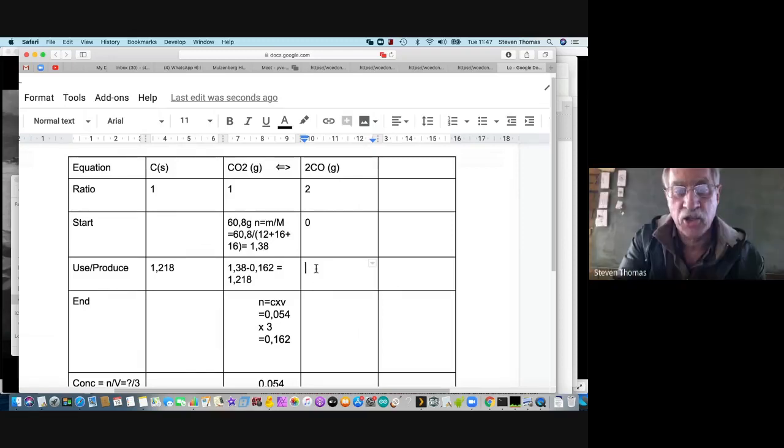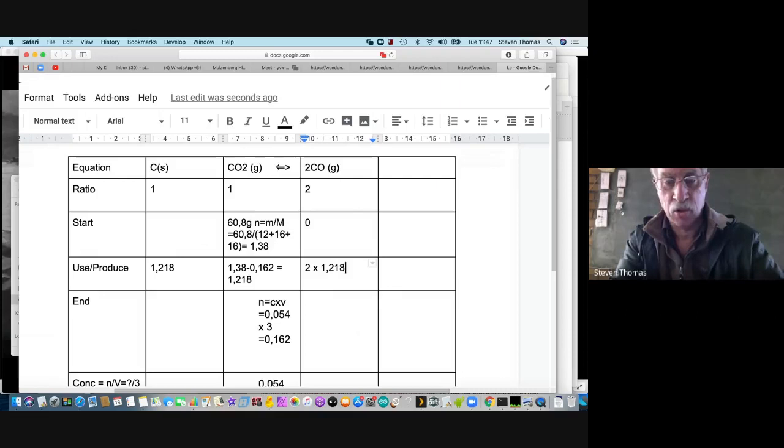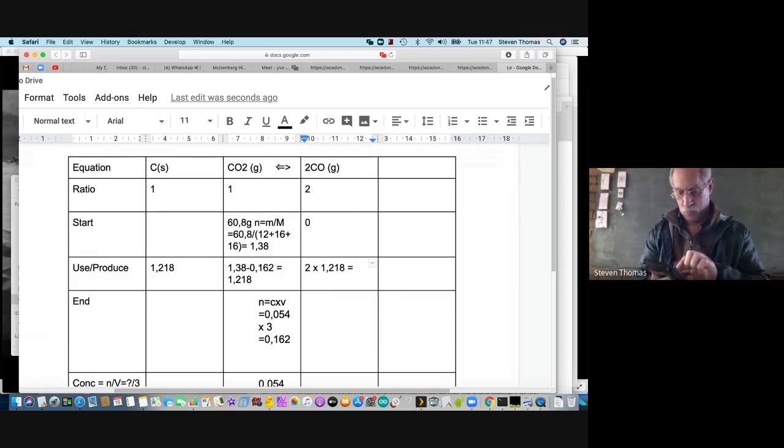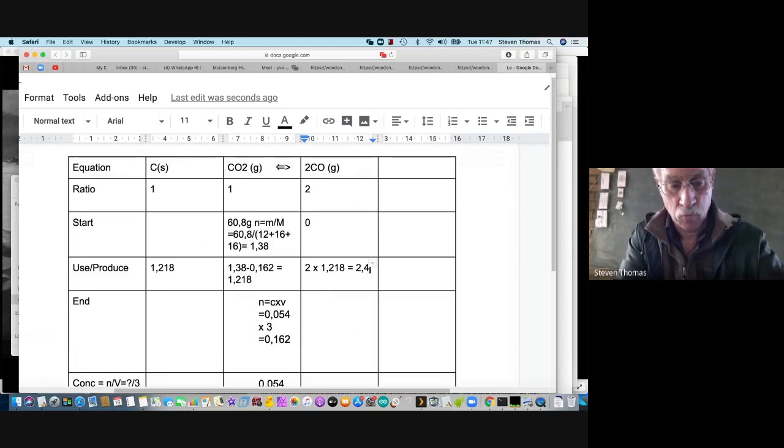Yes, sir. Okay, so the answer is going to be equal to 2 times 1.218, which is therefore equal to 2.436. Great.